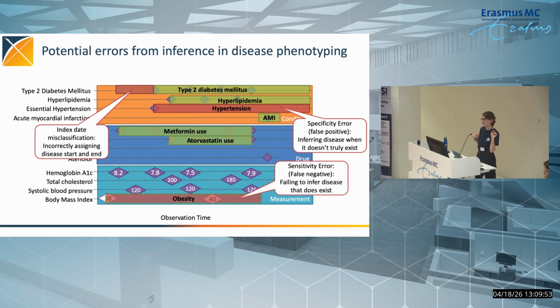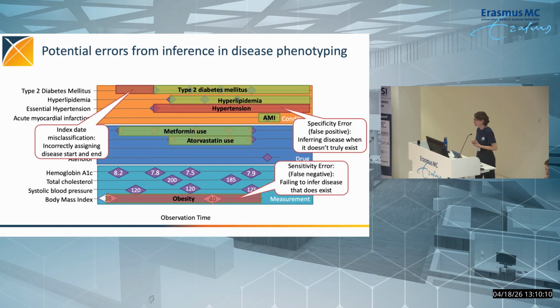But if you look at the whole data of this patient, you could see they were having antidiabetic treatment before the first record of the condition of type 2 diabetes. So if we had used just a code for the condition type 2 diabetes, you would have been misclassifying the index date, meaning that we would have incorrectly assigned the start of the condition for this patient.